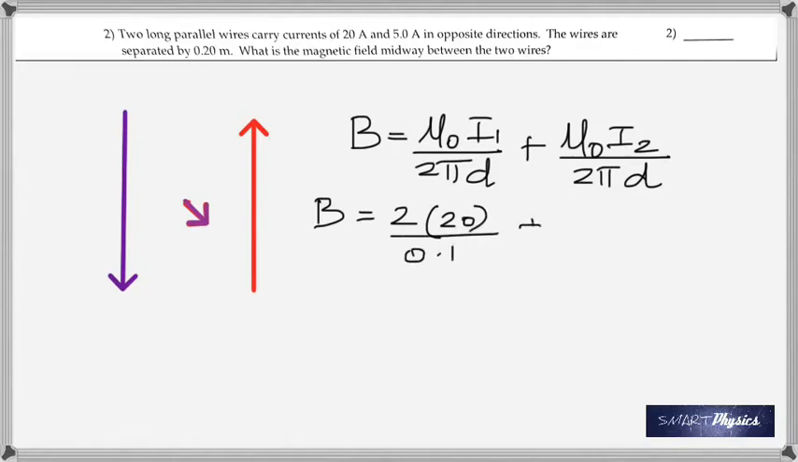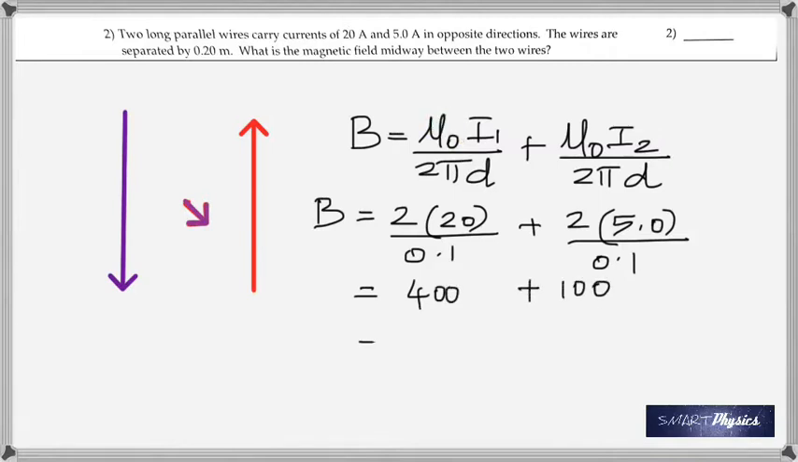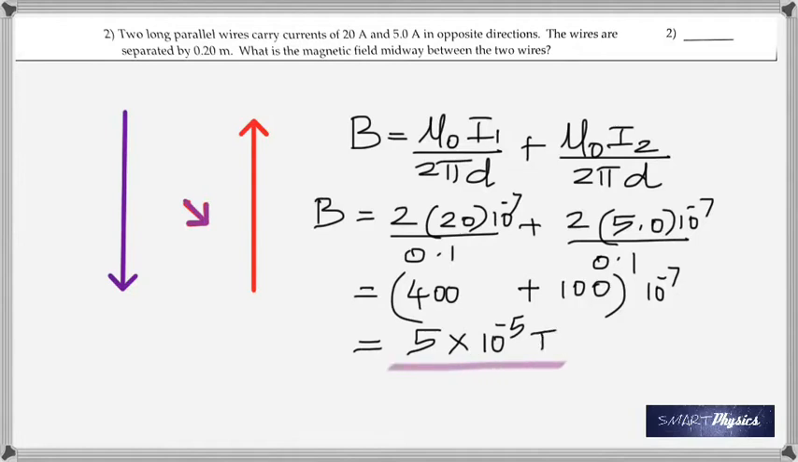Now that is due to the first one. The reason why I've written 2 here is because mu naught is 4 pi times 10 to the minus 7. Okay, so I have to add 10 to the power negative 7, which I have forgotten. Now I'm doing it. Okay, I have to add 10 to the negative 7. And you get the answer as 5 times 10 to the negative 5 Tesla.